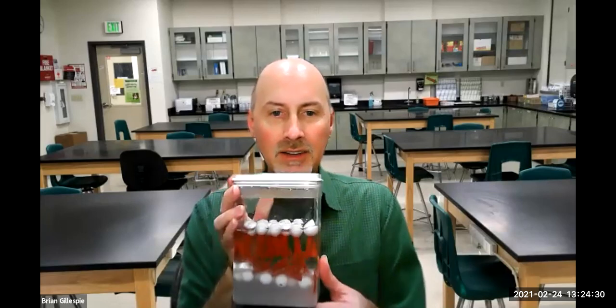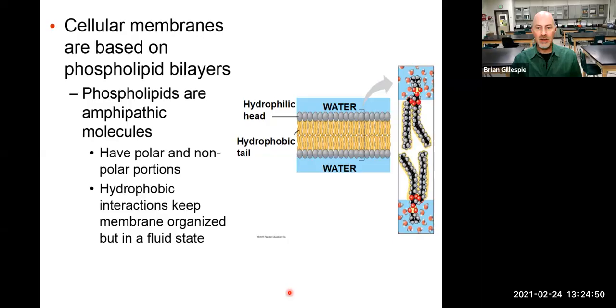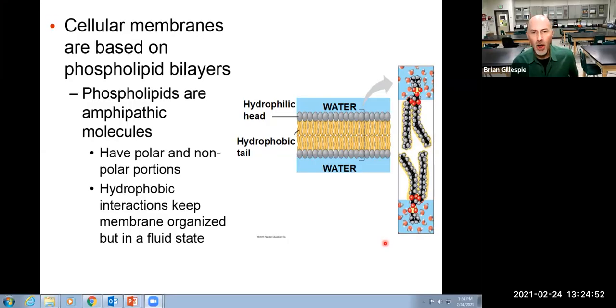So this is the fluid nature of membranes. It holds a pretty consistent shape, but the molecules can move and flex. And this is a very important characteristic of cellular membranes, is it gives the cells a certain amount of flexibility. All right, let me go back to our slideshow here.